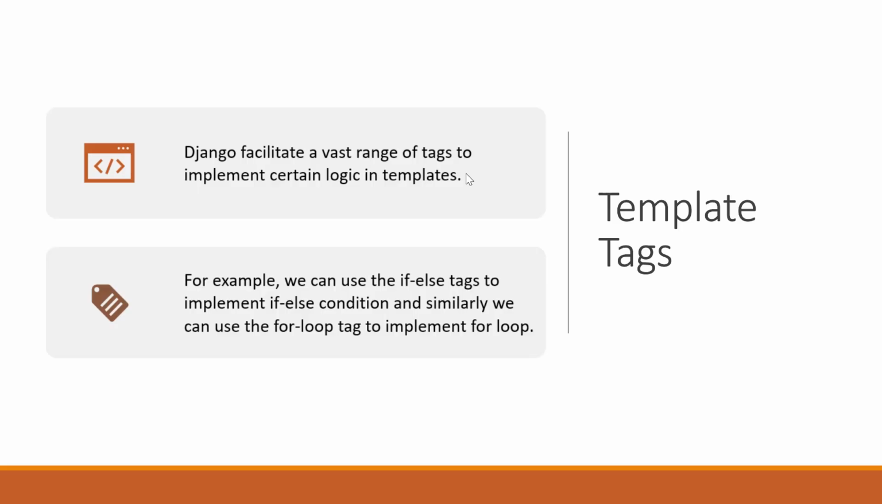Other than the context variable we can also utilize a variety of template tags in our templates. For example we can utilize the if else tag to implement an if else condition. In a similar manner we can also use a for loop in our templates by using the for loop tag, and there are many more tags that we can implement just like we implement things in our Python program. So let's discuss each of these template tags with the help of an example.